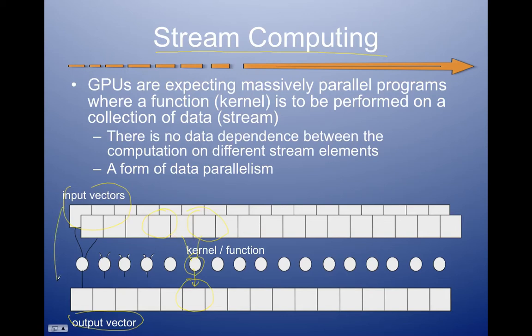Of course, this one is a bit strict. In reality, it doesn't have to be as strict as this one, but this is the form of data parallelism that is aimed at by the GPU organization. So it is important to note that there are no data dependencies between the computations on different stream elements.